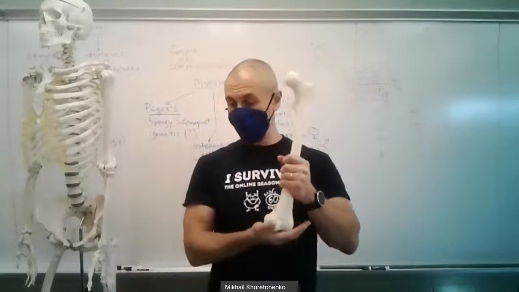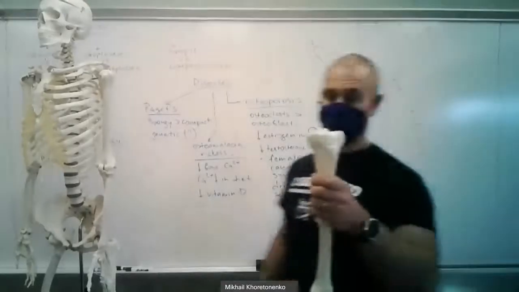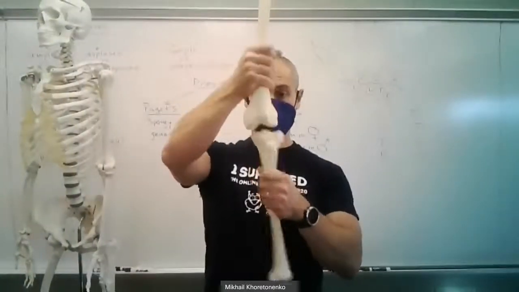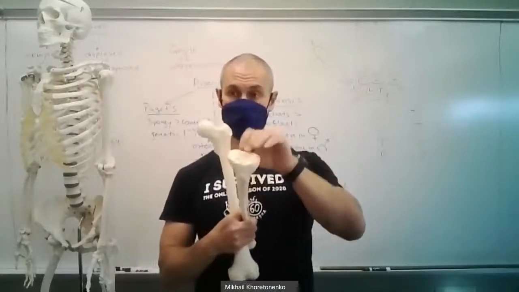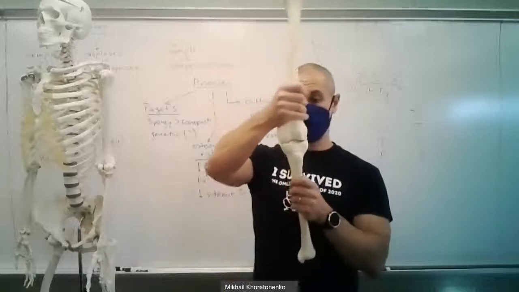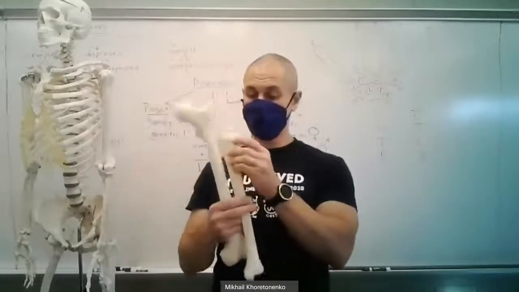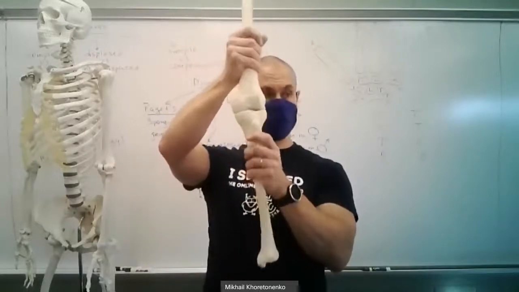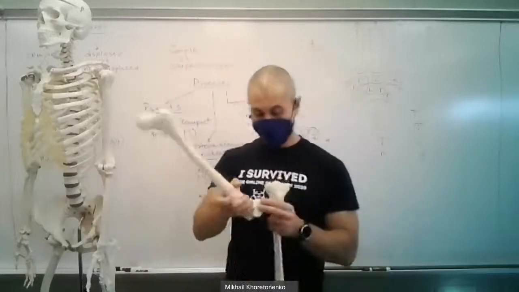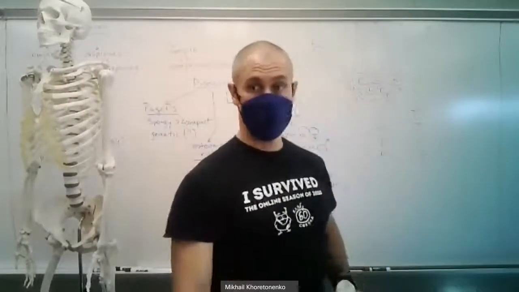Now, the distal end of the femur articulates with the tibia. So, condyles of femur articulate with condyles of tibia. And you can see this intercondylar fossa. Okay, and we can see the intercondylar eminence here. Okay, that's how they articulate. And you have medial and lateral epicondyles, sites of attachment for various muscles.